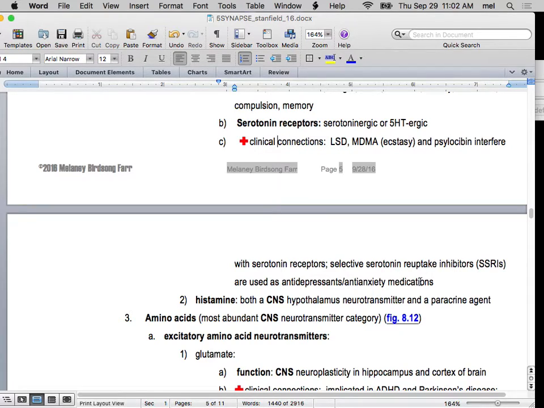MDMA has similar activity. It doesn't act in all the same places, but if you take enough MDMA, you can have some hallucination. Not the same as LSD, but some hallucinations occur. Does that make sense to you guys? Okay, so hallucinations are distinctly possible.